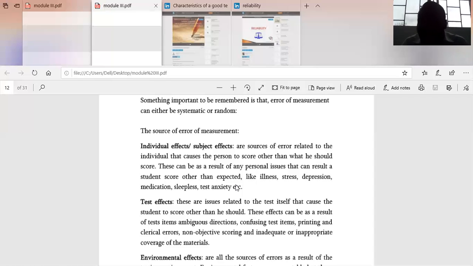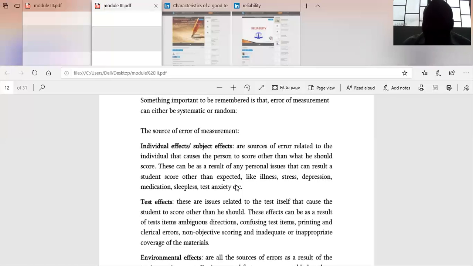Another thing is test effect, inappropriate coverage of the material. Inappropriate or inadequate. Maybe you have been teaching 5 topics, and then you concentrate on a single topic. You find that maybe 70% of the test is relying on one topic. So assume someone was not very good on that one topic, so he may score bad results because of the inconsistency of the coverage.